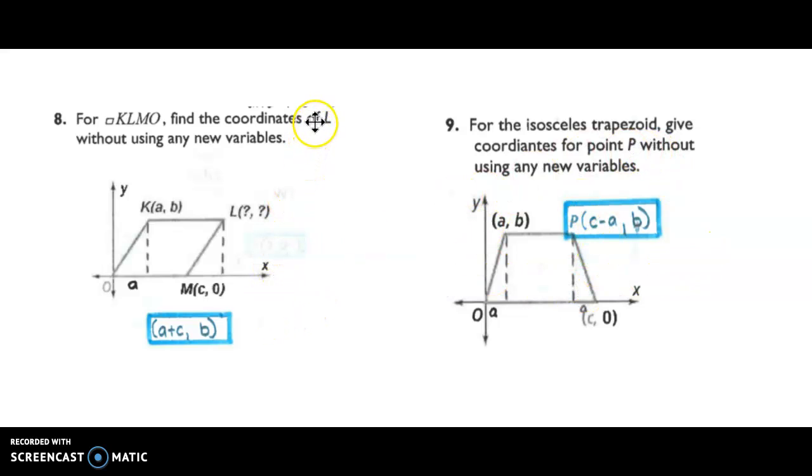What are the coordinates of L and what are the coordinates of P? This is going to be a plus c for L, for the first number, the x coordinate, because if this is a, and if from 0, 0 to M, that whole length is c, and from 0, 0 to here, if this is little a, well, that's going to be the same amount here. So this is M, this is a length of c, and then plus a. That's why this is a plus c.